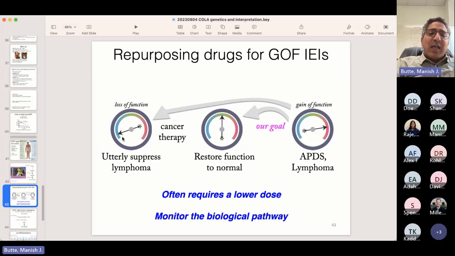How do we test that? It requires monitoring. And so you have to really be able to do laboratory tests to follow the interferons and the phosphorylation of these genes.